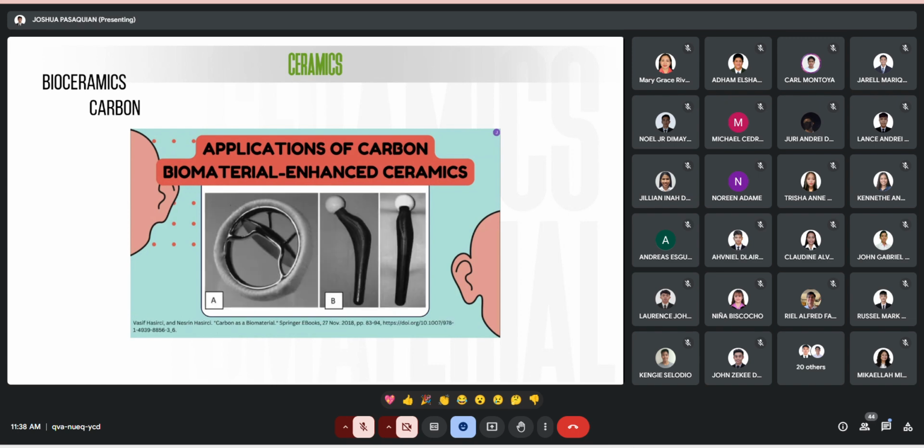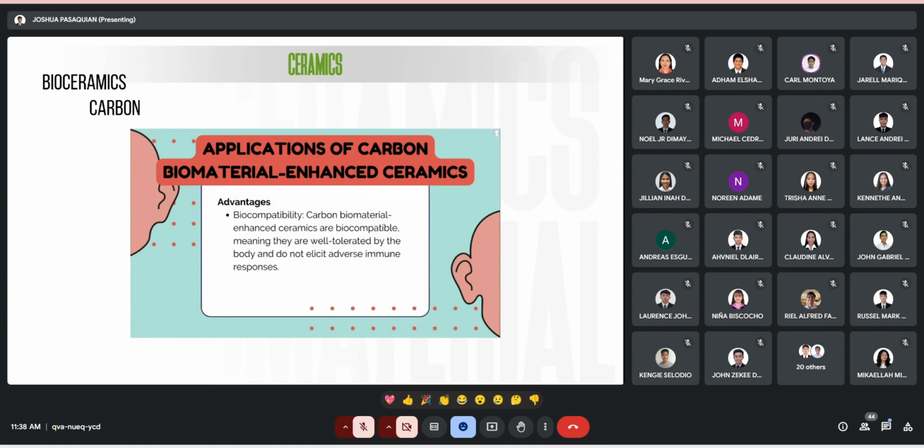Here in image A, we can see an artificial heart valve, and carbon is used as a material as it is inert and biocompatible. While in image B, we can see carbon fiber being used for prostheses. Here are some advantages. Biocompatibility.